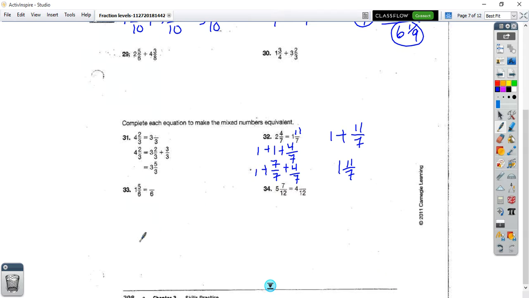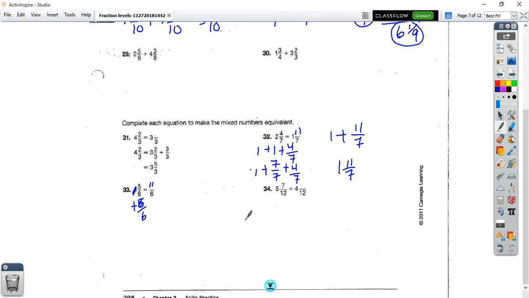The short way to do this is simply to borrow. So I have 5 sixths. I want to change it to 0 and something sixths. So I borrow the 1. And then I like to add plus 6 sixths. 5 sixths plus 6 sixths gives me 11 sixths.